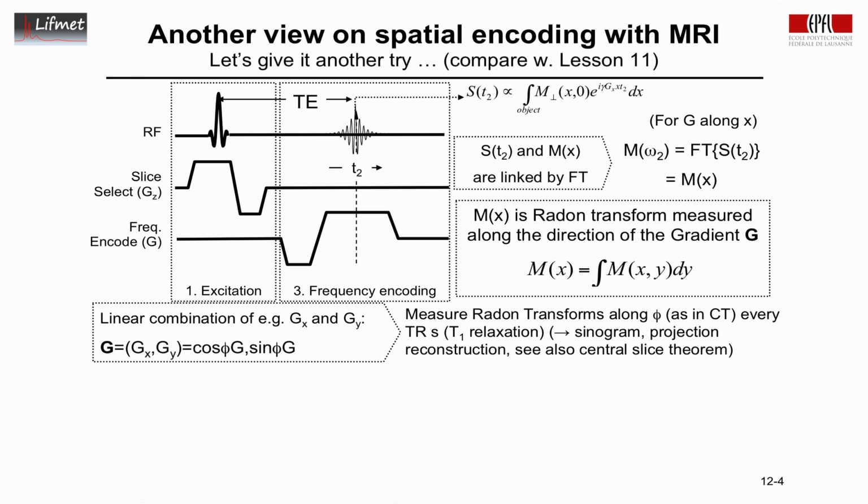And so this we can repeat. We can repeat different projections. We'll collect, after Fourier transformation, the Radon transforms of our magnetization. We'll do this in many steps, just like with CT. We'll have to take into account that every time we measure a new Radon transform, we have to do a new excitation. So this will be done every TR seconds, based on the repetition time. This leads to a sinogram. In principle, we can then reconstruct the image with projection reconstruction, or we can make the link to Fourier transformation with the central slice theorem.